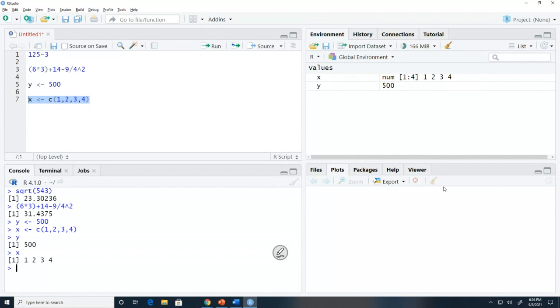Hi, Dr. Davis, I forget, is R case sensitive? Oh, yeah. Yeah, definitely. If you used lowercase y and lowercase x, or you used uppercase y and uppercase x, or whatever, or you misspell something, R will not be happy. Okay, thanks.